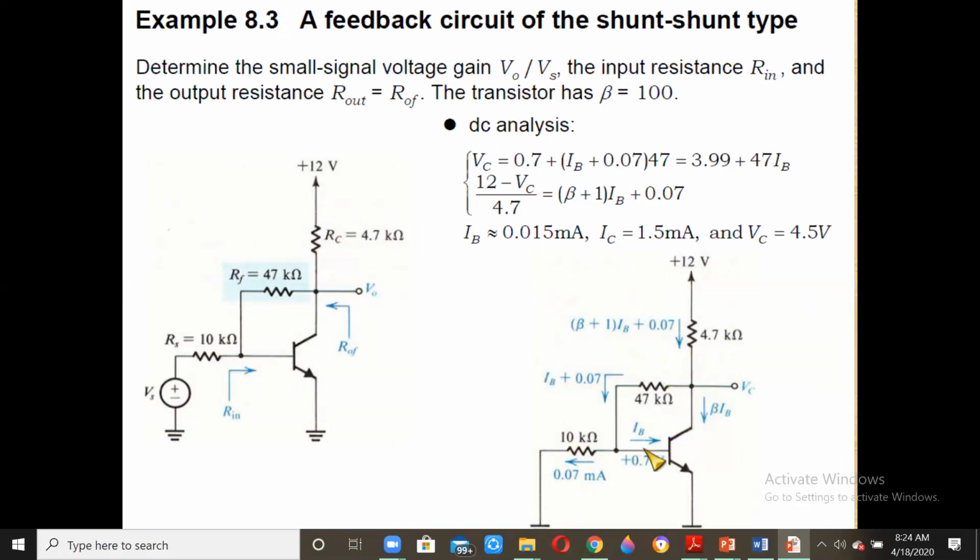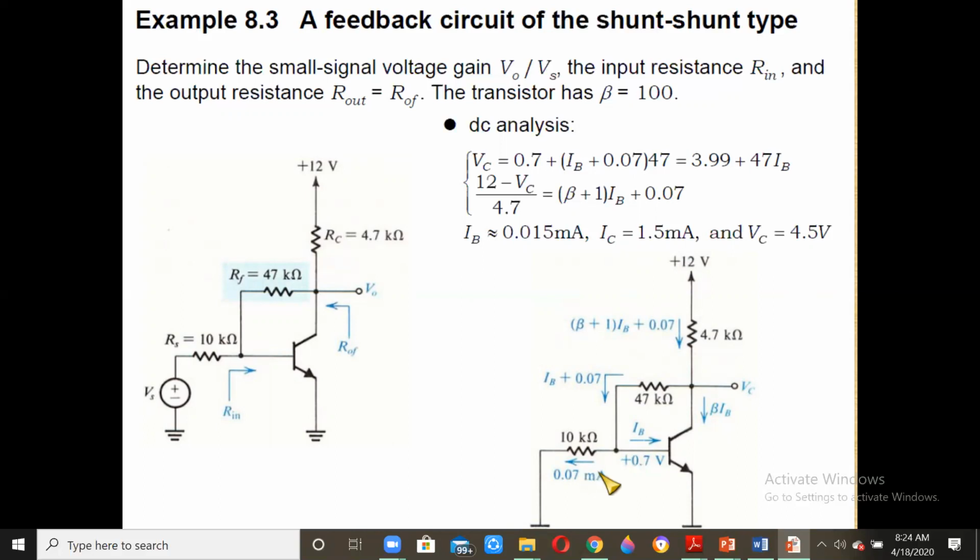Then there is a voltage here which is VBE, equal to 0.7. The same VBE appears across the 10 kilo ohm resistor, because this is grounded and the point is common. So 0.7 divided by 10 kilo ohm will give me 0.07 milliampere.